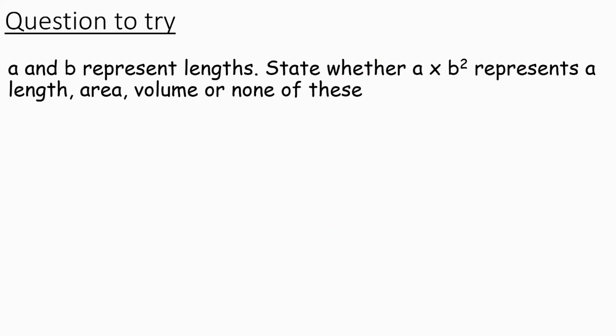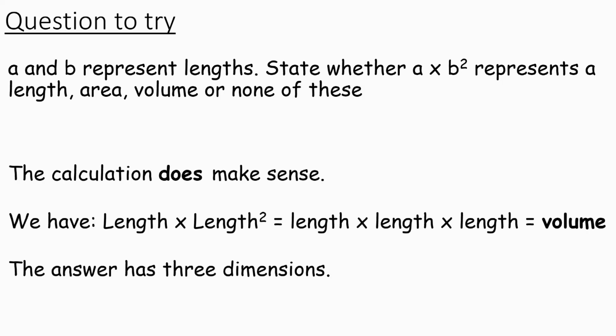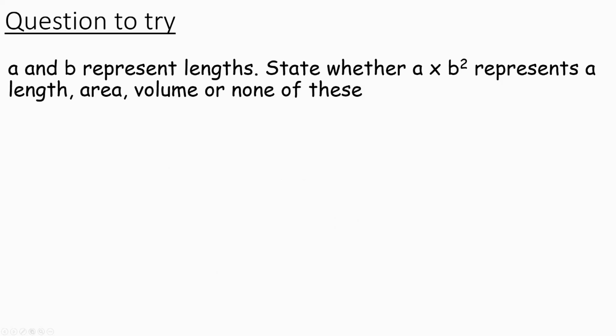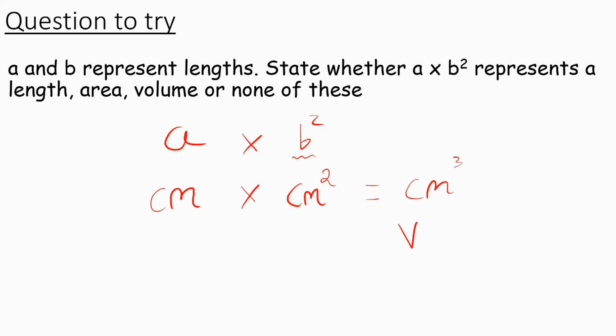Here's a question to try. A and B represent lengths. State whether A times B squared represents a length, area, volume, or none of these. To do this question, I like to think about the units involved. So you could think about it like this, that we have a length times length squared, which is length times length times length, which is a volume. But what I like to think of is that A, you could measure in centimetres because it's a length. B is measured in centimetres, so B squared is centimetres squared. Centimetres times centimetres squared is centimetres cubed, which would be a volume. So it does make sense, and it's a volume.